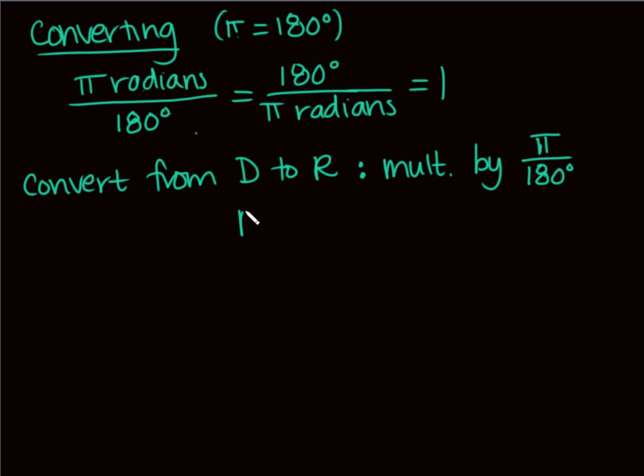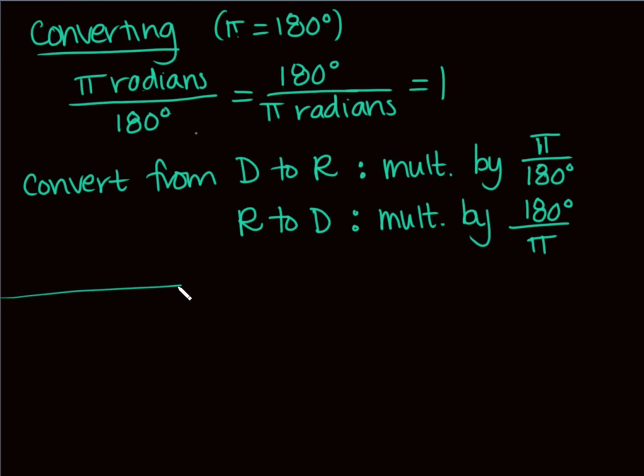And then to convert from radians to degrees, let's think about this. I want to keep my degrees. I want to get rid of my radians. So whatever I want to get rid of goes in the denominator. What I want to keep goes in the numerator. If you can just remember that, you don't have to memorize what I just wrote down.